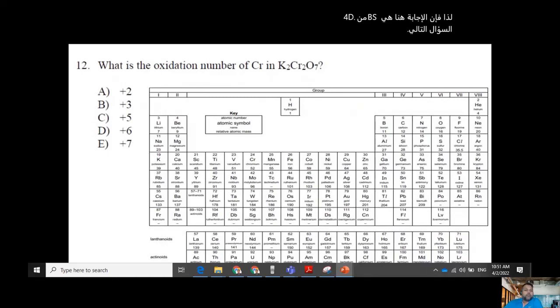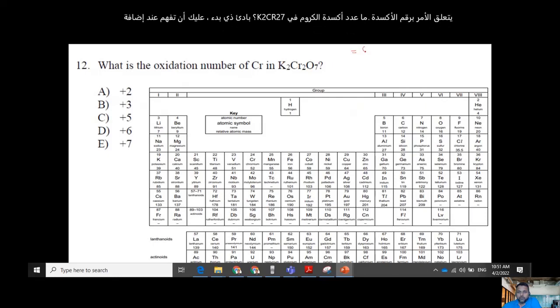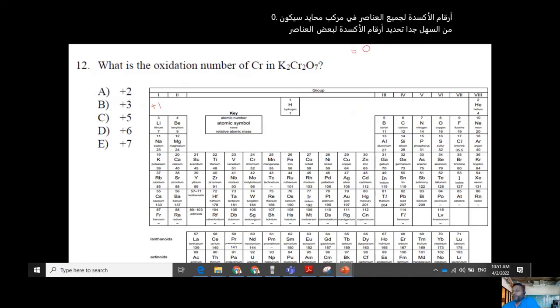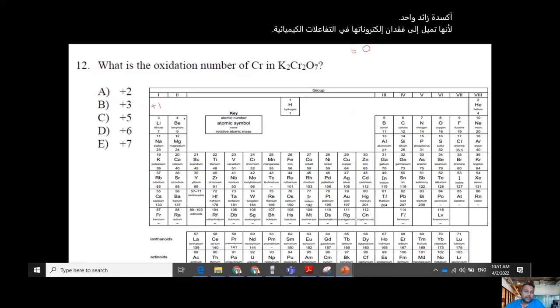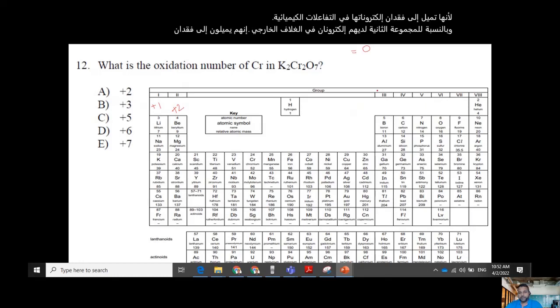What is the oxidation number of chromium in K2Cr2O7? First of all, you have to understand that when you add the oxidation numbers of all the elements in a neutral compound, the total will be 0. It's very easy to identify the oxidation numbers of some of the elements. If it's from group 1, usually they will have an oxidation state of +1 because they tend to lose their electrons in chemical reactions. And group 2 have 2 electrons in their outer shell. They tend to lose the electrons, so they will have a +2 oxidation state.